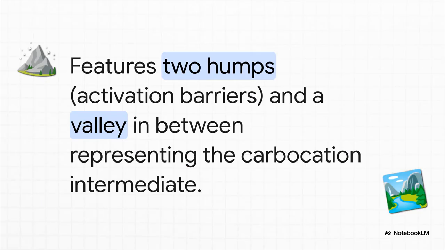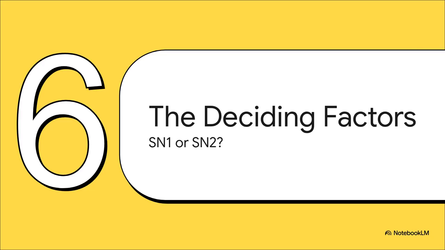The Sn1 journey, on the other hand, is more like a road trip with a rest stop. It has two hills to climb, one for each step. But in between those hills, there's a valley. That valley represents our carbocation intermediate. It's a little resting point, more stable than the peaks, but still less stable than where you started or where you'll end up. So the big question is, how does a molecule decide which path to take?